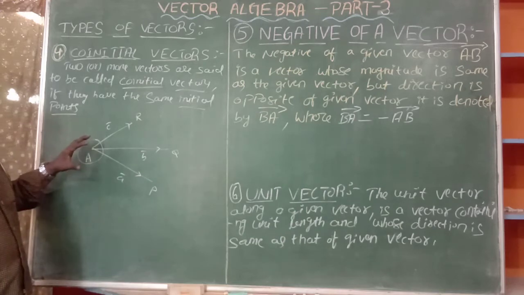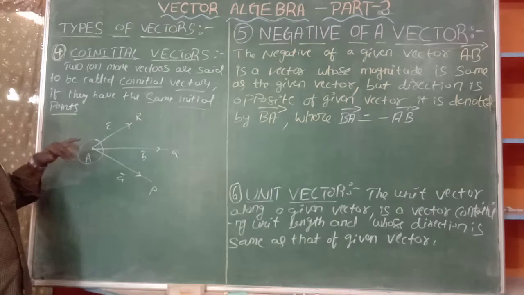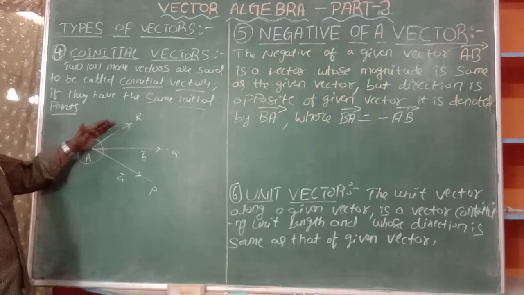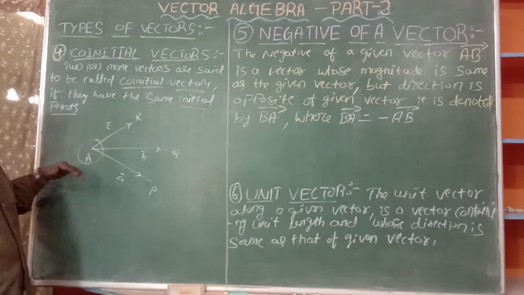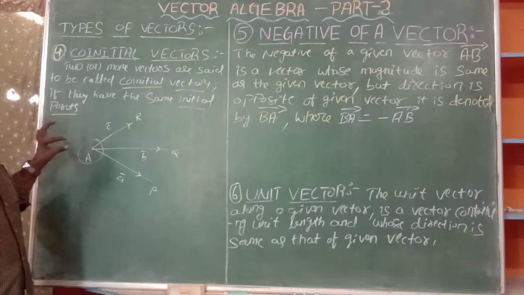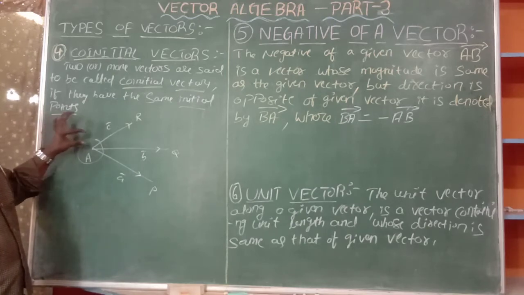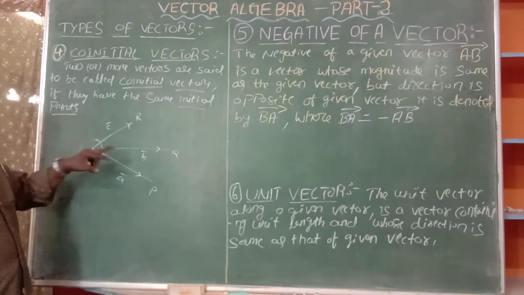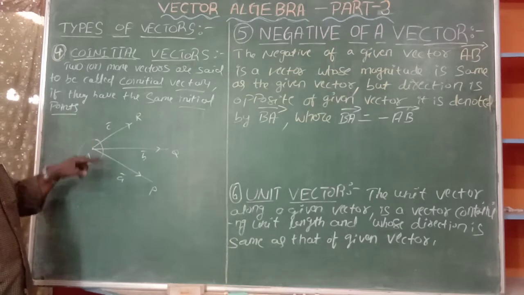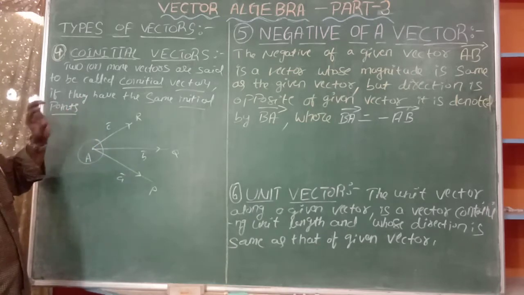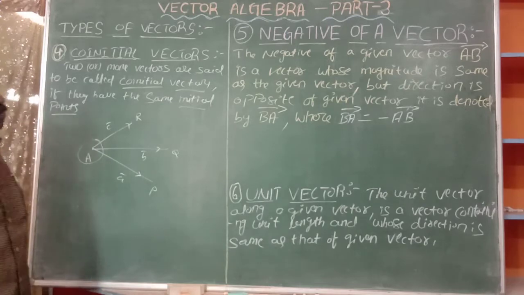And the length also may be equal or not equal, irrespective of their magnitudes. Okay? Whatever their magnitudes may be, and directions also. But the condition is only the same initial point. For AP, A is initial. For AQ, A is the initial point. Here, the initial point is A itself. Then they are called co-initial vectors.